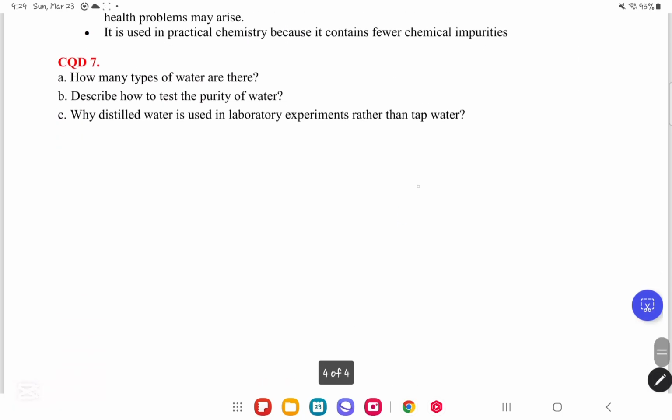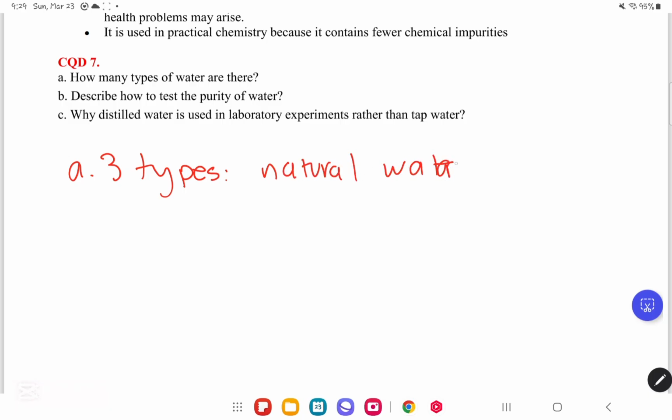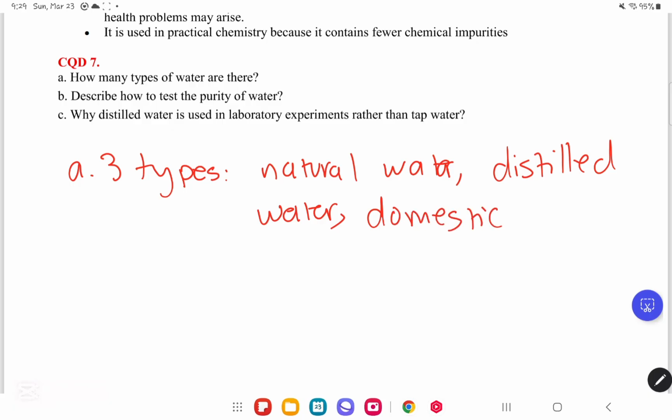We move on to CQD number 7. How many types of water are there? There are actually 3 main types, okay? What are these 3 types? We have water from natural sources, or you can say natural water. Then you have distilled water, which is the pure water. And then you have the domestic water, which is the water that is purified and then sent to domestic places like a house or a school or hospital or whatever.